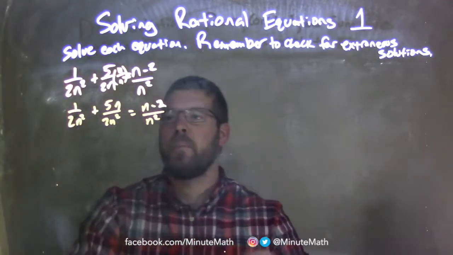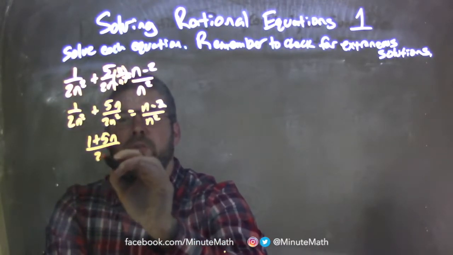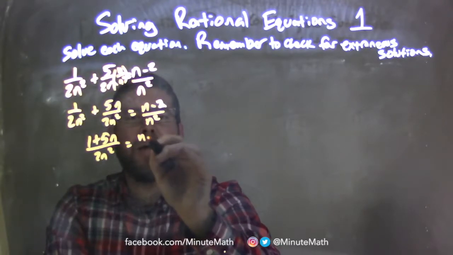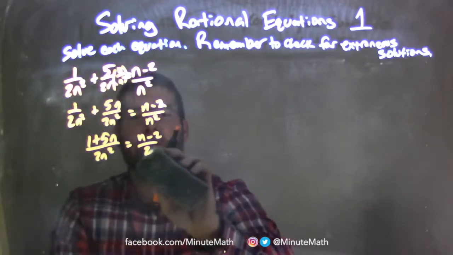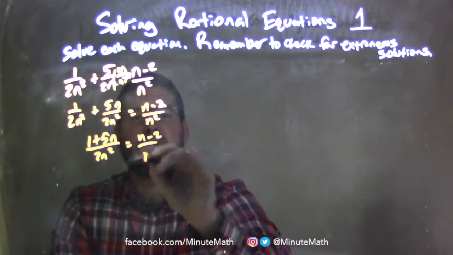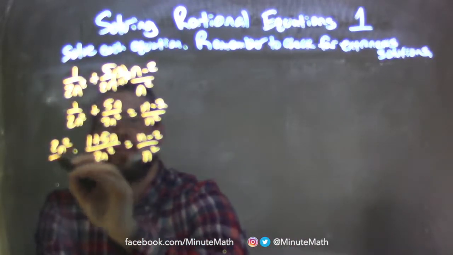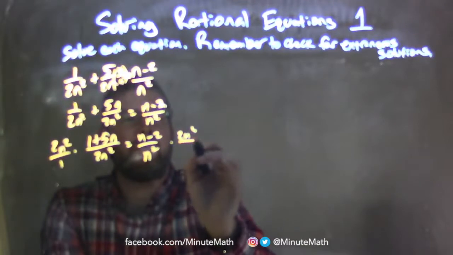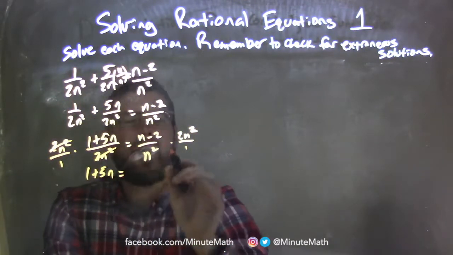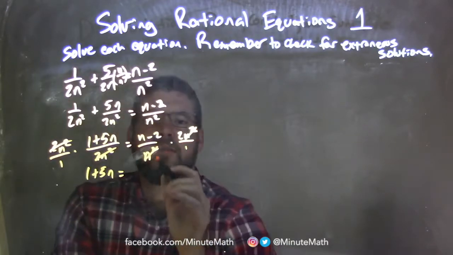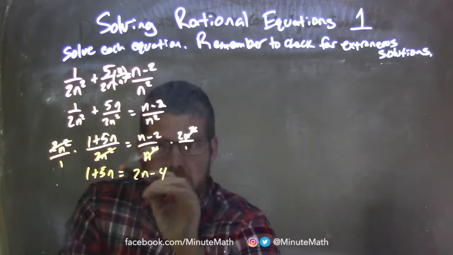Now that they're the same base, I can combine the two, and I have 1 plus 5n over 2n squared, which equals n minus 2 over n squared. Okay? So now what I'm going to do is multiply both sides by 2n squared over 1. That eliminates the 2n squared here, giving me 1 plus 5n. But then, just the n squared part's eliminated, so I have the 2. I distribute the 2 across, and I have 2n minus 4 there.